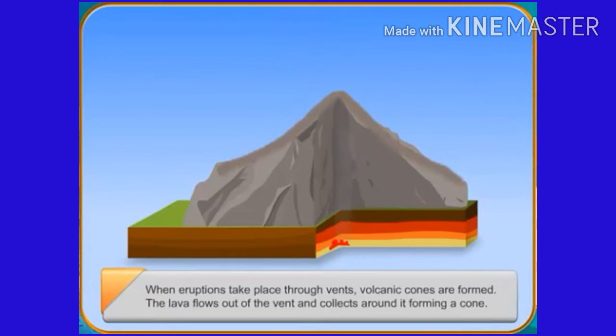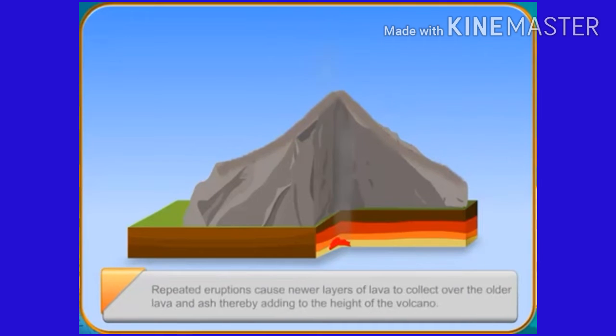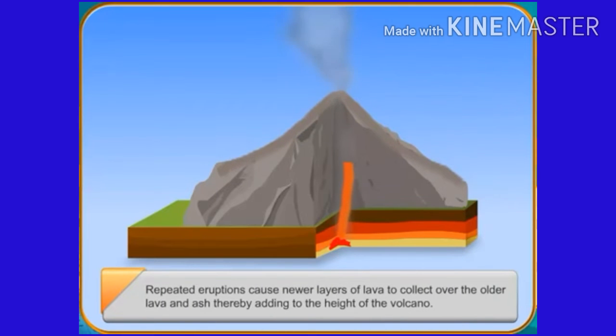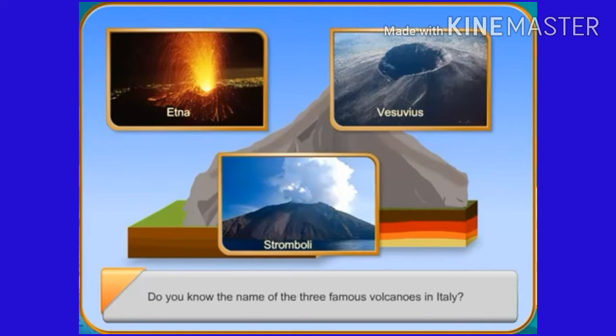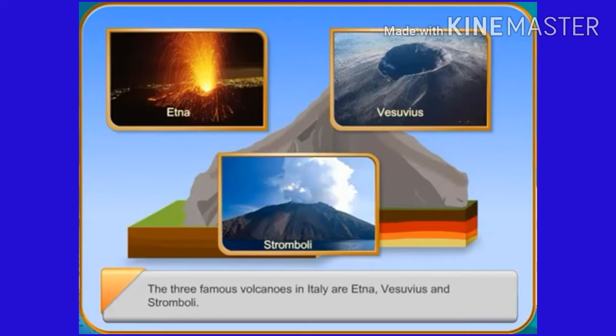When eruption takes place through vents, volcanic cones are formed. The lava flows out of the vent and collects around it, forming a cone. Repeated eruptions cause newer layers of lava to collect over the older lava and ash, thereby adding to the height of the volcano. Do you know the names of the three famous volcanoes in Italy? The three famous volcanoes in Italy are Etna, Vesuvius, and Stromboli.